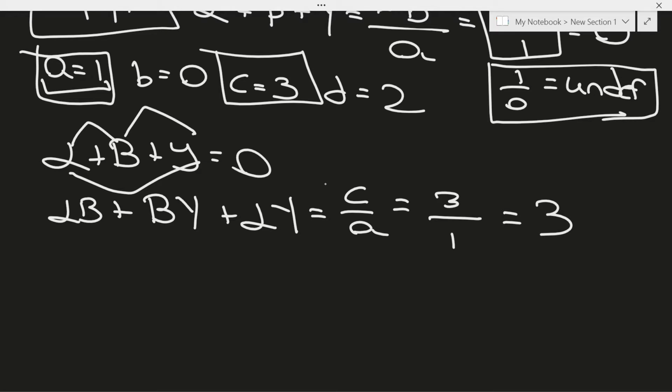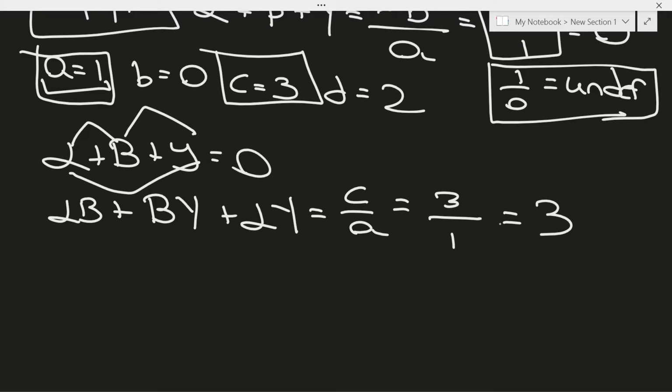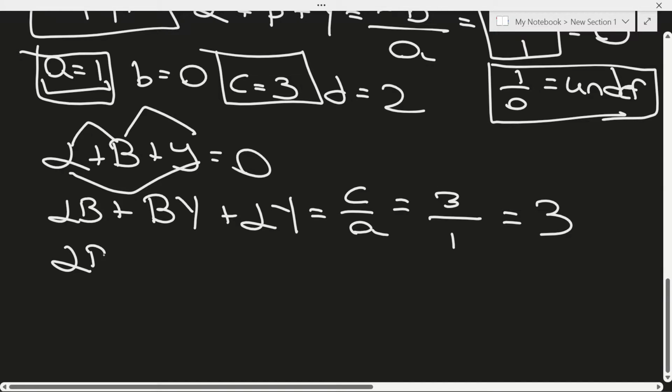So far, we know the sum of the roots is equal to 0. The sum of the product of two of the roots at a time is equal to 3. Right? So now, we just need to find the product of the roots, which would be alpha beta gamma. And that's equal to minus d over a.